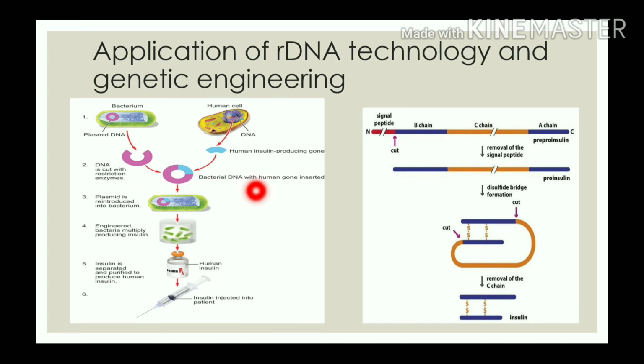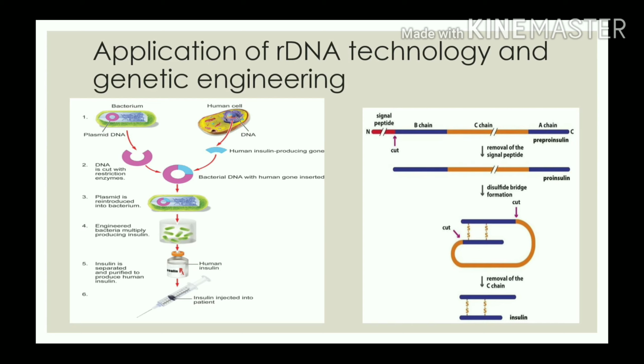So with the restriction enzymes we will cut both these plasmid DNA and human DNA. Then this bacterial DNA with human gene inserted. It means we have inserted this human insulin gene into this plasmid. So this is the whole bacterial DNA. Now this plasmid is reintroduced into the bacterium. Engineered bacteria multiply producing insulin. Insulin is separated and purified to produce human insulin. So this is the human insulin. Then insulin is injected into the patient.